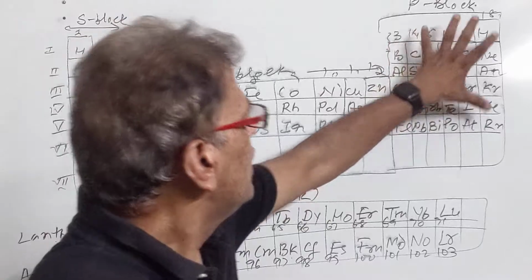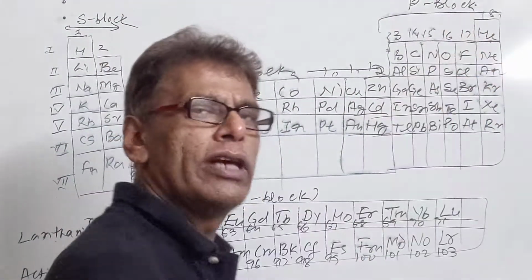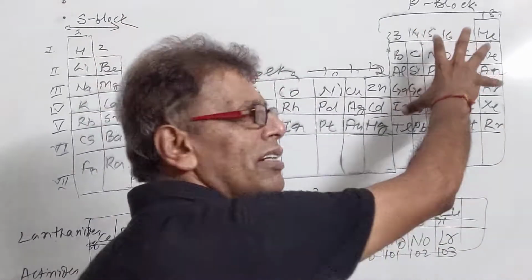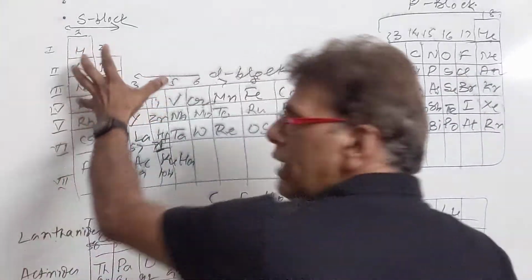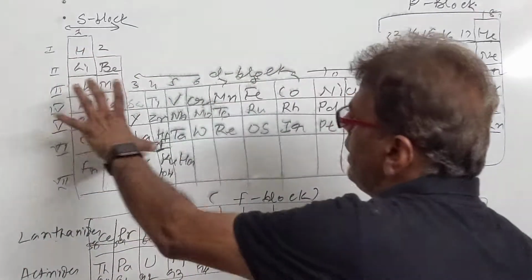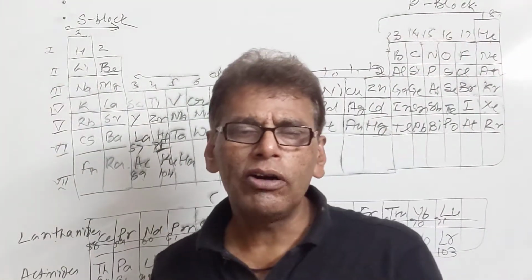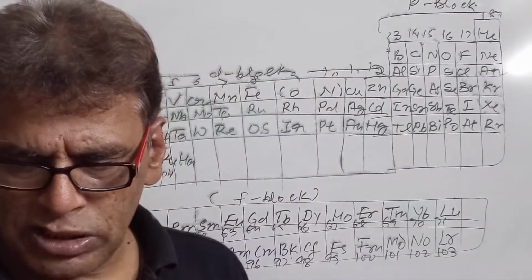So on the right hand side of the periodic table, we have the elements which have the capability to accept electrons, and it is measured in terms of electron gain enthalpy. And on the left hand side of the periodic table, we have the elements which have the net tendency to lose electrons. Their tendency to lose electrons is measured in terms of ionization enthalpy.